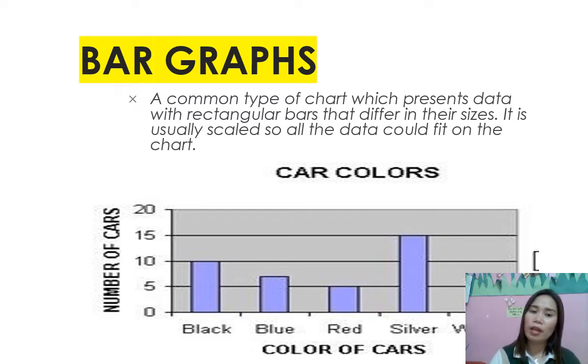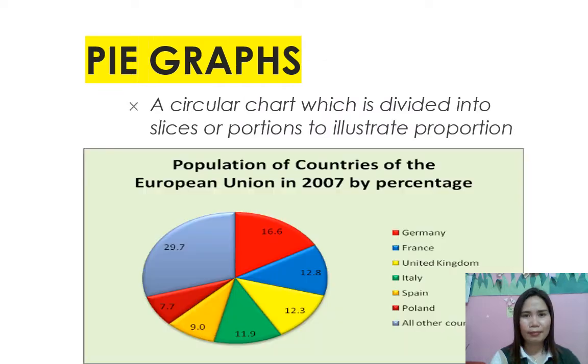And on the left side, it is a number of cars. So silver has the longer bar. That means a lot of people choose silver as the color of their car. So that is bar graphs.